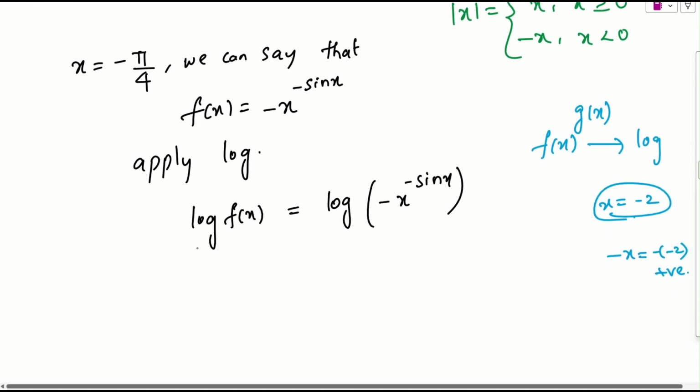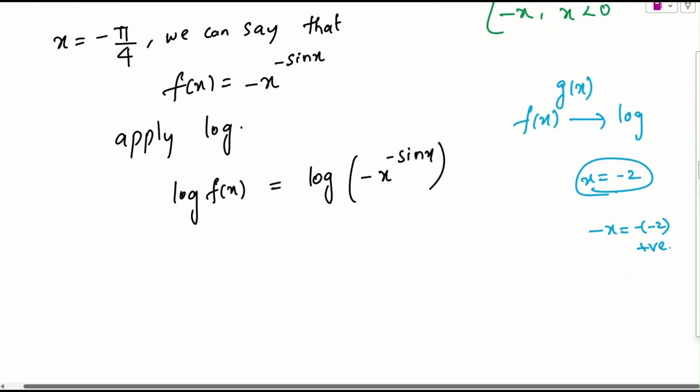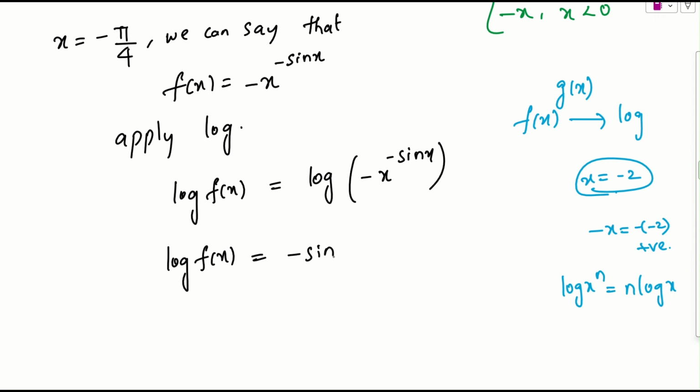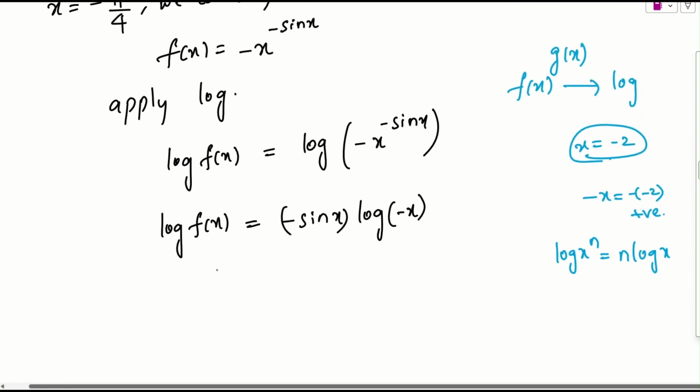Let us solve this further. Try to remember one point here. We have log x to the power n will always be n times log x. So the same formula I'll be applying here. If I check this further, we have log of f of x must be equal to minus sin x, I can take it out, times log of minus x. Is it okay? Yes. So now what should we do?